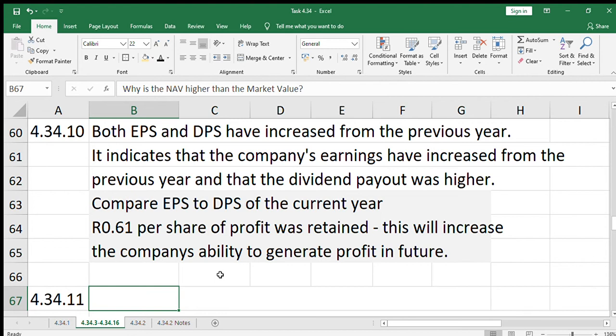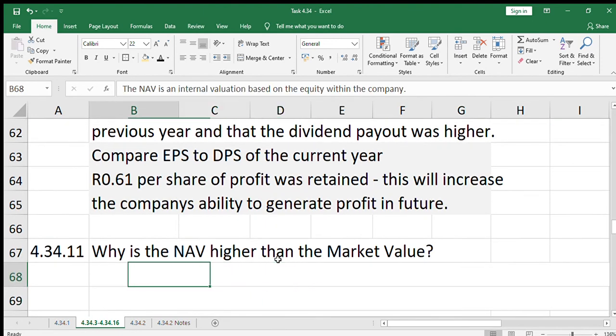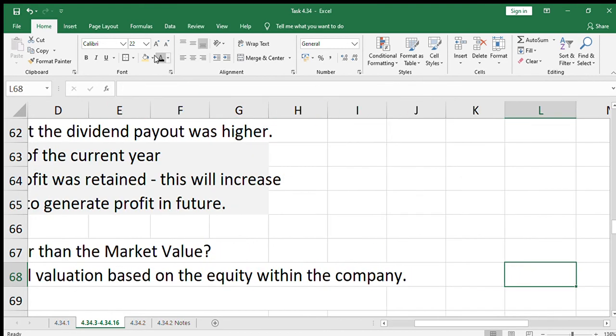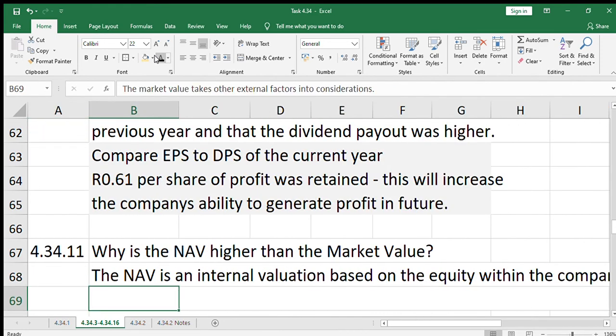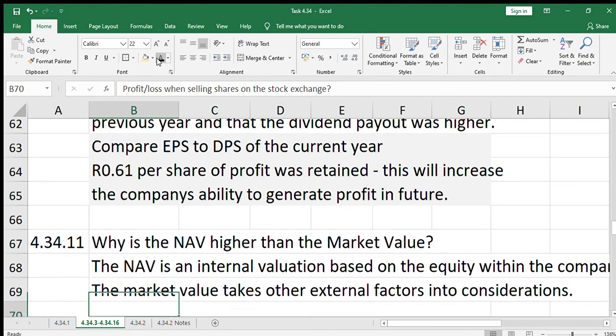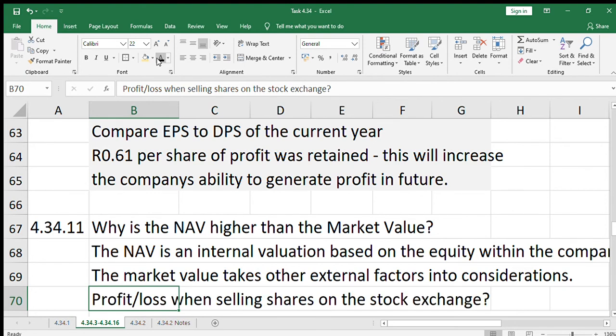As a shareholder, what concerns would you raise at the AGM? How do you think the directors would respond to your concerns? Explain. Okay, so the question we would ask is, why is the net asset value higher than the market value? The net asset value is an internal valuation based on the equity in the company. Remember, we calculate the net asset value using figures from the balance sheet. The market value takes other external factors into consideration. So that's the difference between the net asset value and the market value.